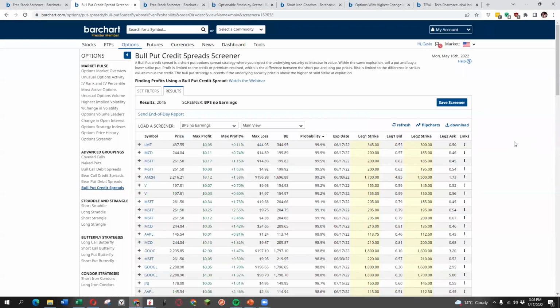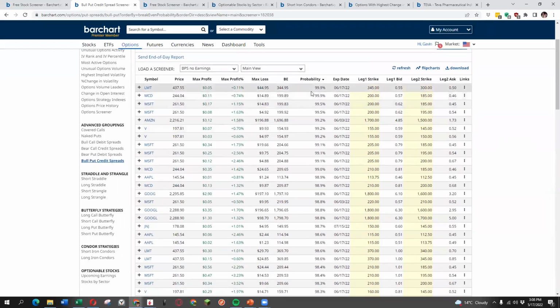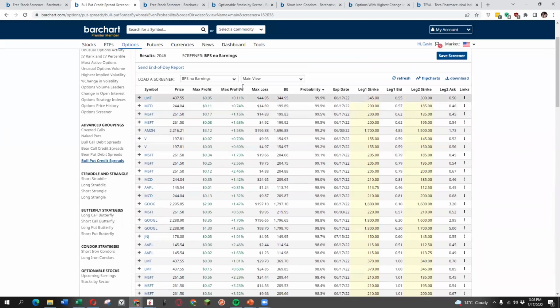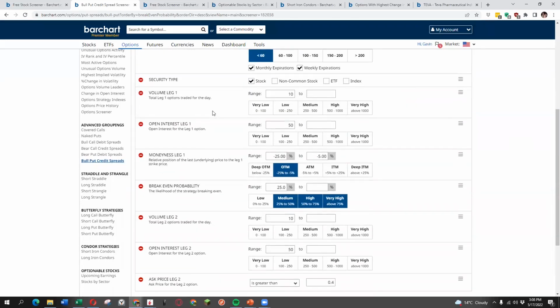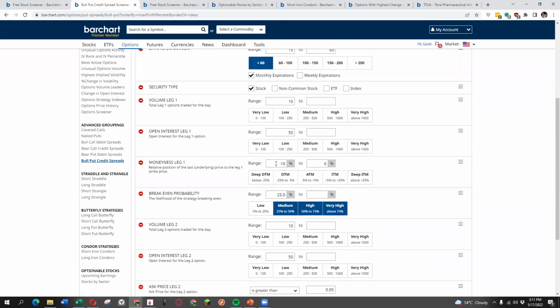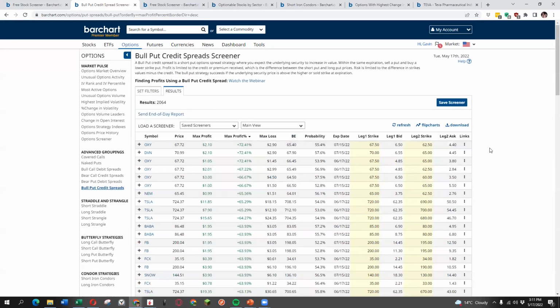And we can see our results coming up now. So here we've got high probability trades. We might want to change. This is quite a low max profit, so I think there might be something slightly off in the filter here. So I've just changed this moneyness parameter to be from 0 to negative 10% out of the money, which should give us some better results. So you can see here some better looking max profit.